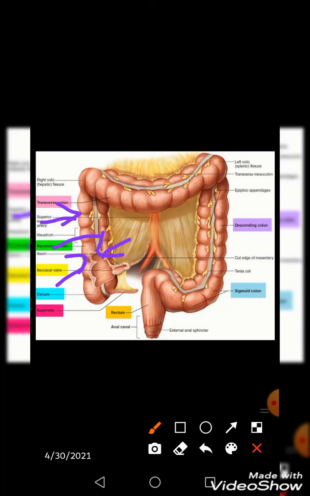They are also called haustrations, due to the tonic contraction of the tinea coli, being innervated by the sacral spinal nerves of the parasympathetic division, and they produce the typical look of your large intestine, as sacculations on both sides of the tinea coli.